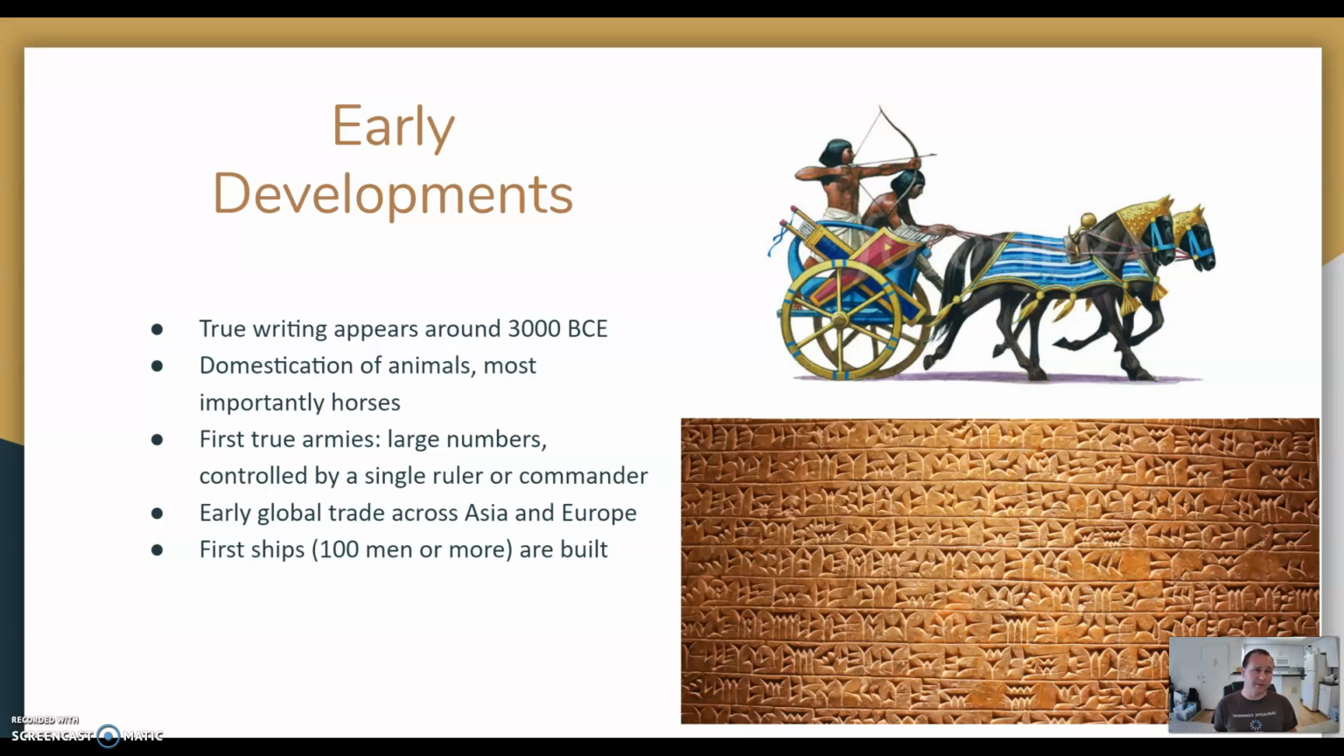True writing appears around 3000 BCE, so that's about 5,000 years ago. And by the way, BCE, guys, means before the Common Era. So it's essentially the same thing as BC. It just acknowledges that not everybody in the world is Christian.